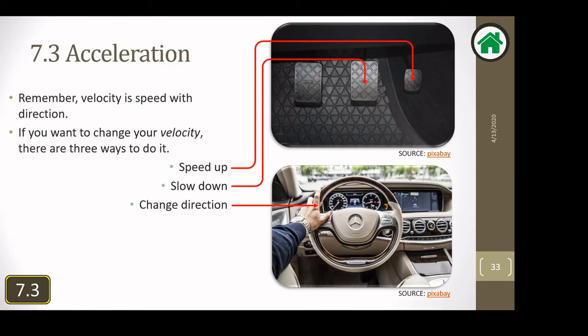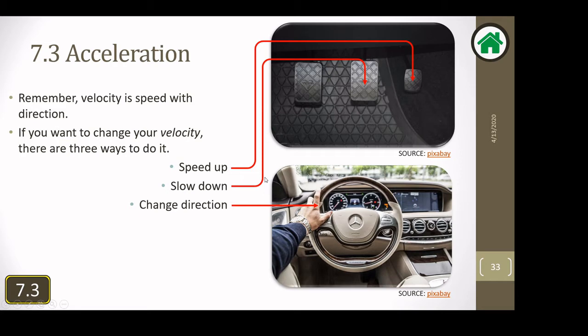So, acceleration is a change in velocity. So let's take a minute to review what it means when we talk about an object's velocity. Velocity is speed with direction. So if you want to change your velocity, you can either change your speed by speeding up or slowing down, like if you're in a car hitting the accelerator or the gas pedal or the brake pedal, or you can change your direction by turning the steering wheel.